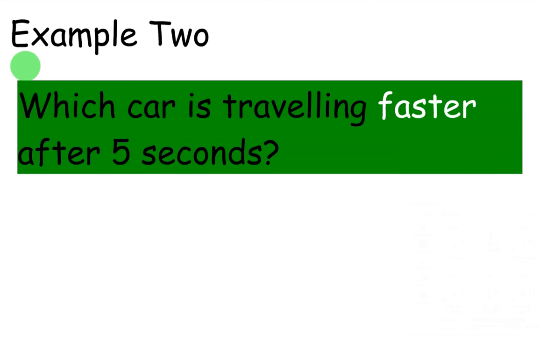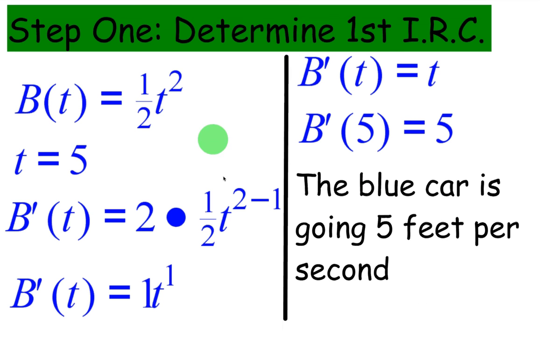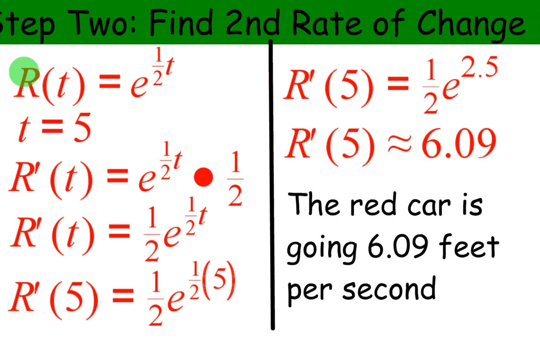Okay, let's look at another example. Same car race. Which car is traveling faster after 5 seconds? So we're still going to take the derivative, only this time we're plugging in 5 instead of 2. Same derivative as before, b prime of t is t. So we just plug in 5 and you get 5. So the blue car is going 5 feet per second after 5 seconds.